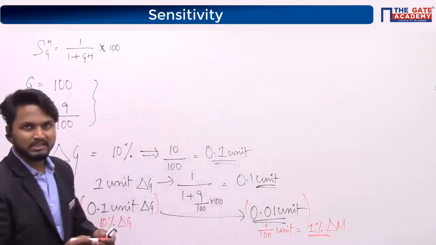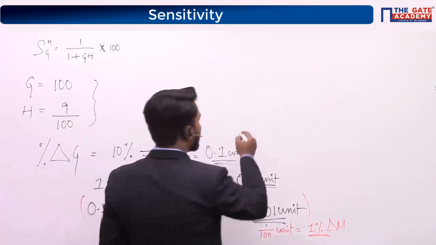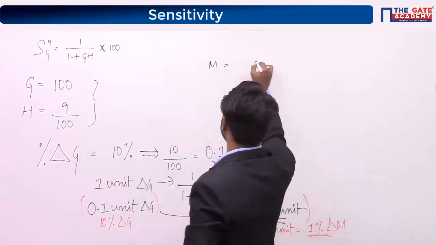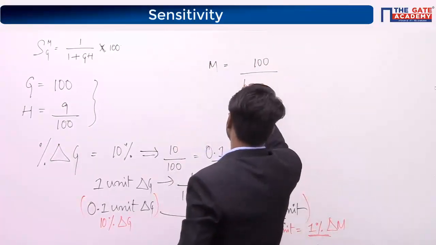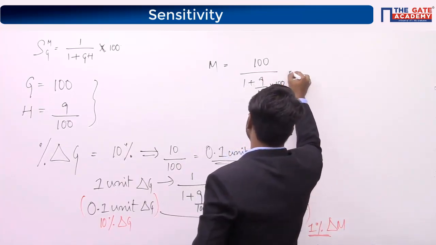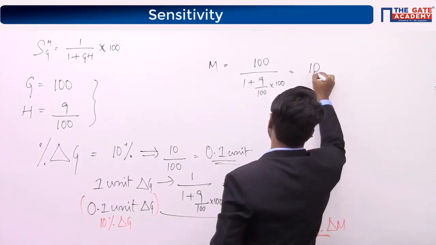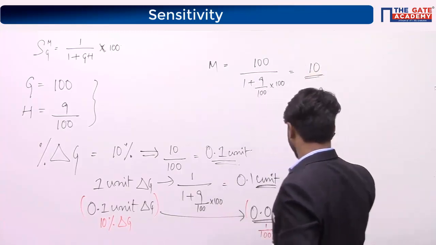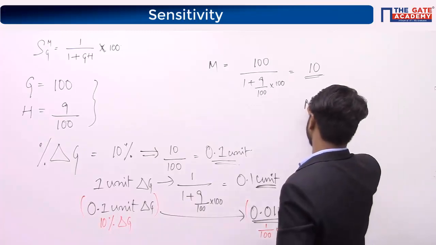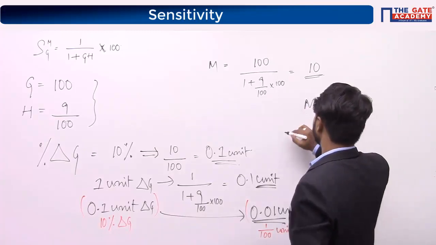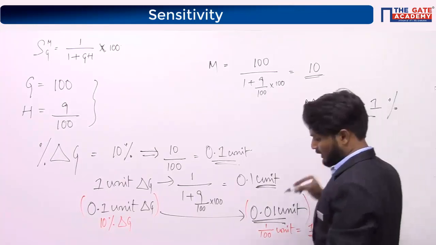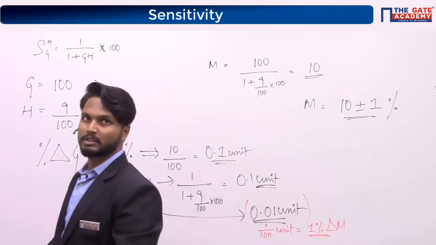Right? So what is M? Calculate M first of all. M is equal to 100 divided by 1 plus 9 by 100 into 100, that is equal to 10. M is 10, right? So percentage change in M is 1%. Therefore, M is equal to 10 plus or minus 1%.